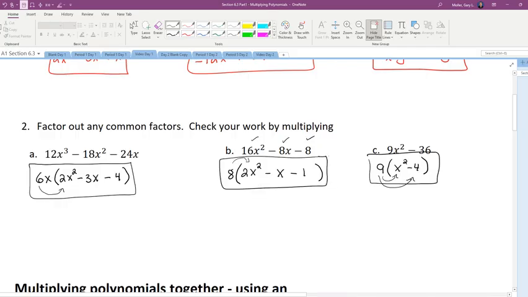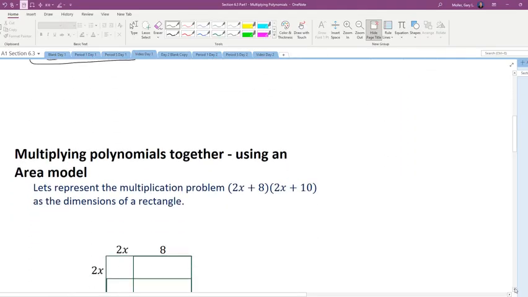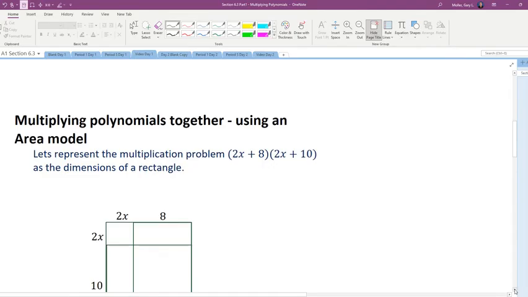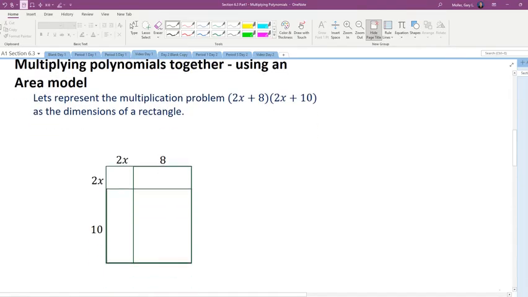All right. So today, we're going to focus on multiplication, and we're going to do so with what's known as an area model. So what I have got here is two polynomials, 2x plus 8 times 2x plus 10. And we are going to model a rectangle designed around those two polynomials.